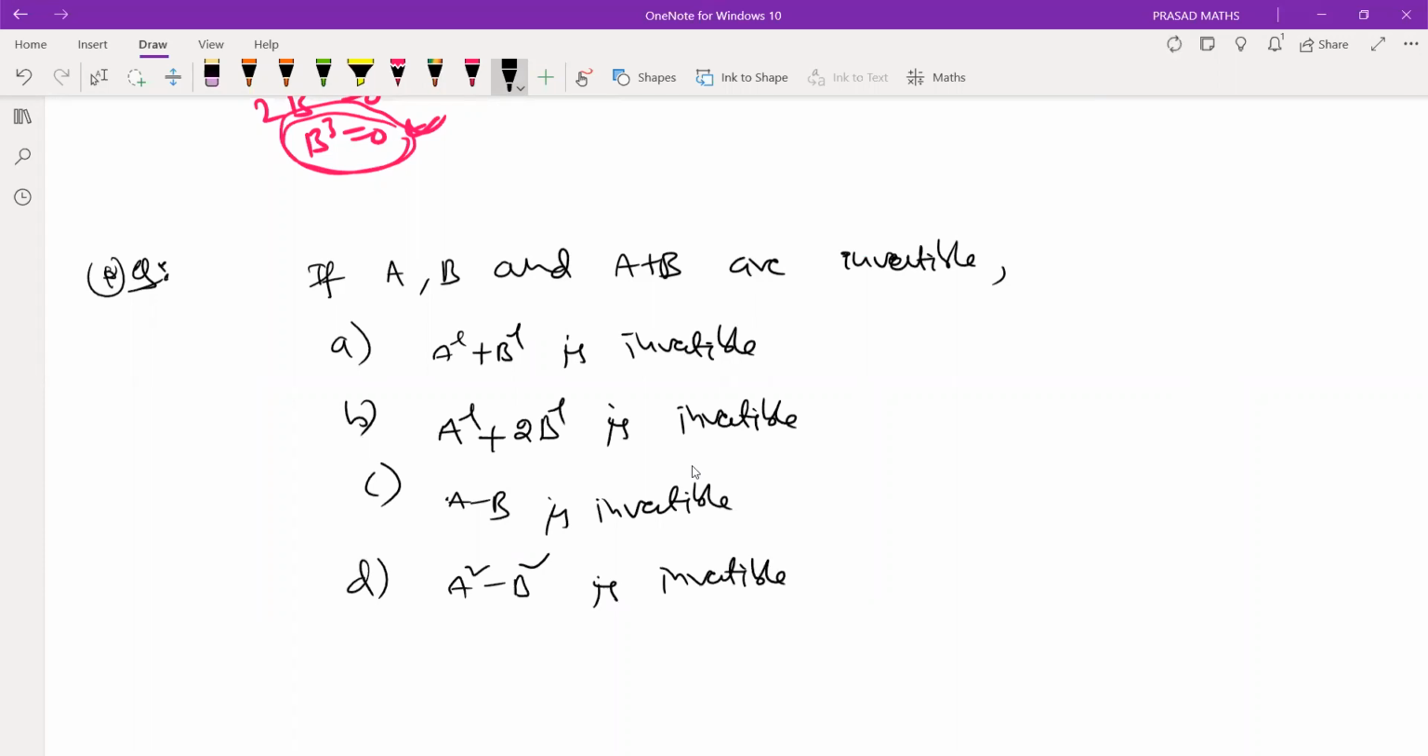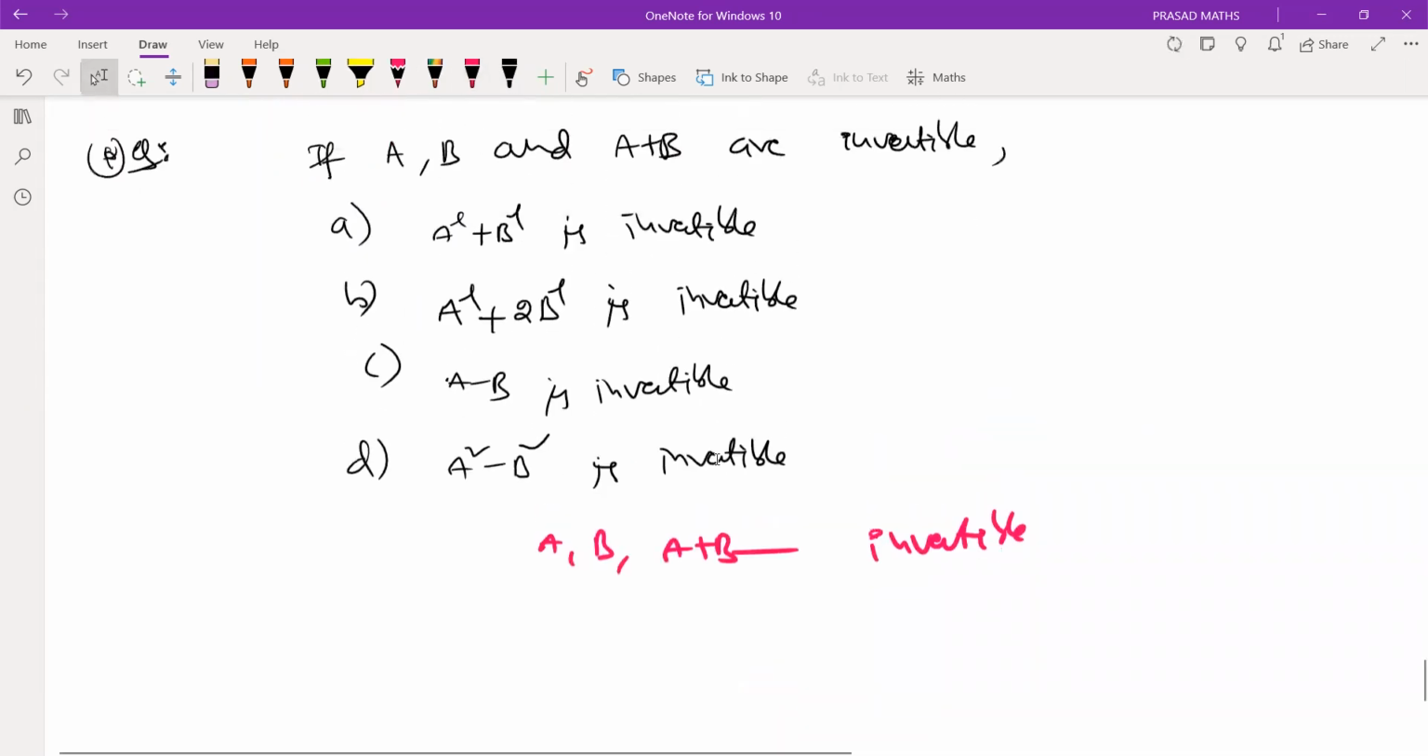So what are you given? A, B, A plus B, all are invertible. Therefore, we can talk about A inverse, B inverse, and (A plus B) inverse. Yeah, what is the guess? A and B. You know what is A?